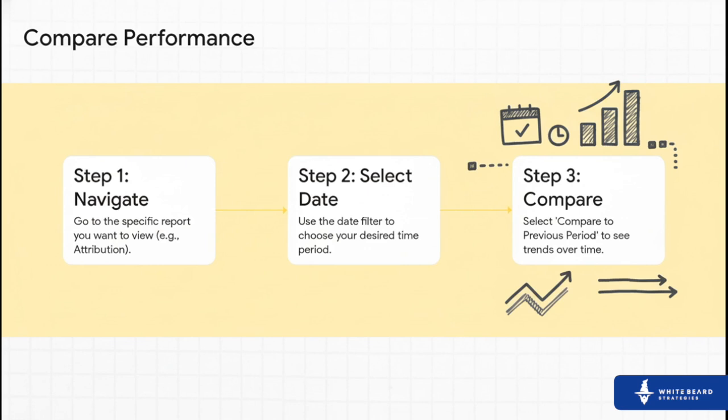Seriously, in pretty much any report, you just pick your date range, and then you click the option to compare it to the previous period. That's it. In just a couple of clicks, you can analyze your progress week over week, month over month, whatever you need.